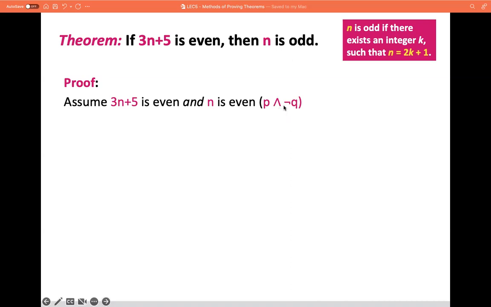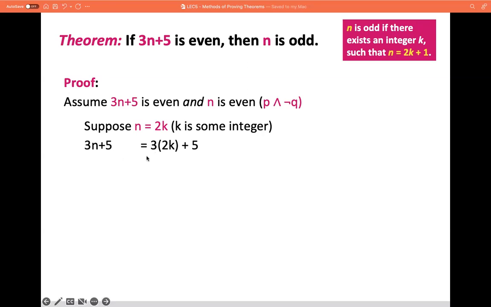So p and not q states that 3n plus 5 is even and n is even. So this is our assumption. And from this assumption, we want to show that this will result in a contradiction, or will result in false. So suppose that n is equal to 2k, since n is even, all right? So we have 3n plus 5 is equal to 3 times 2k plus 5, where 2k comes from the definition n is equal to 2k. So now, evaluating it, we have 6k plus 5.